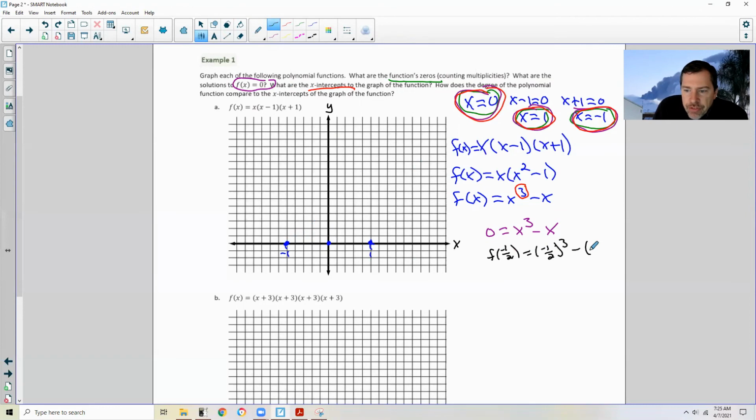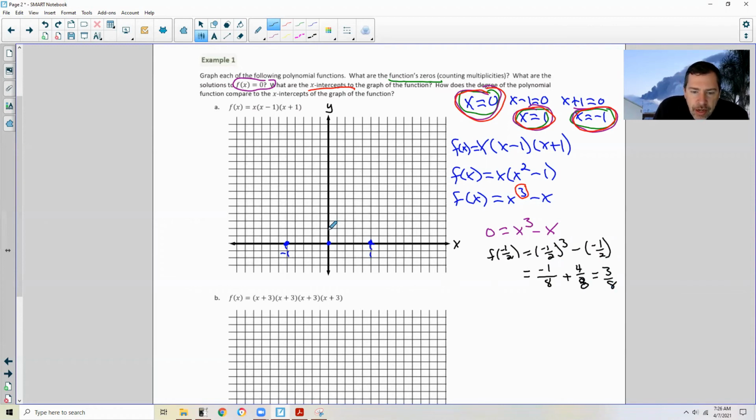I'm going to do the left side first. So it's going to be f of negative 1/2 equals negative 1/2 cubed. Well, negative 1 cubed is negative 1 and 2 cubed is 8. So negative 1/8 minus a negative, which is plus 1/2, which is 4/8. So that's going to equal 3/8.